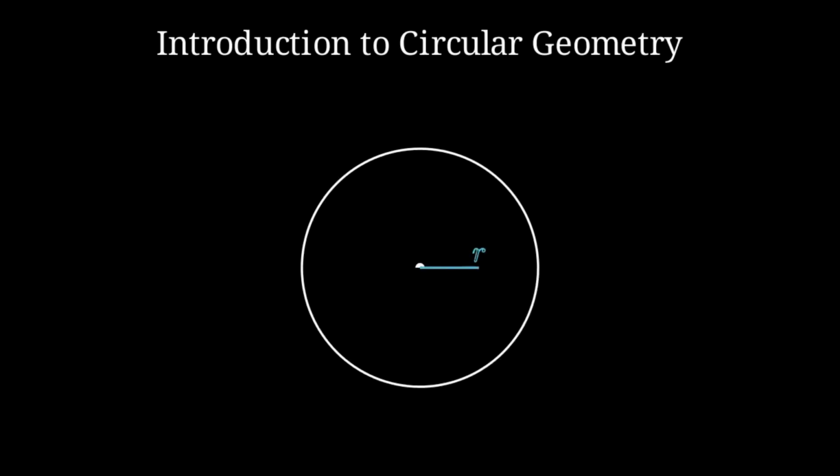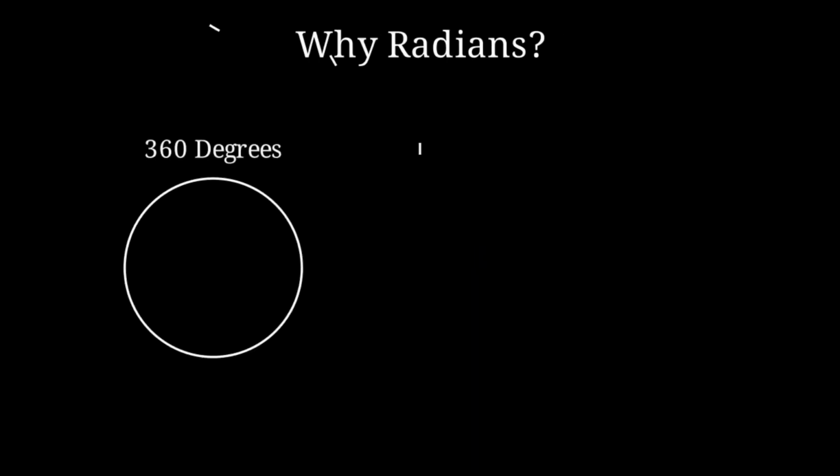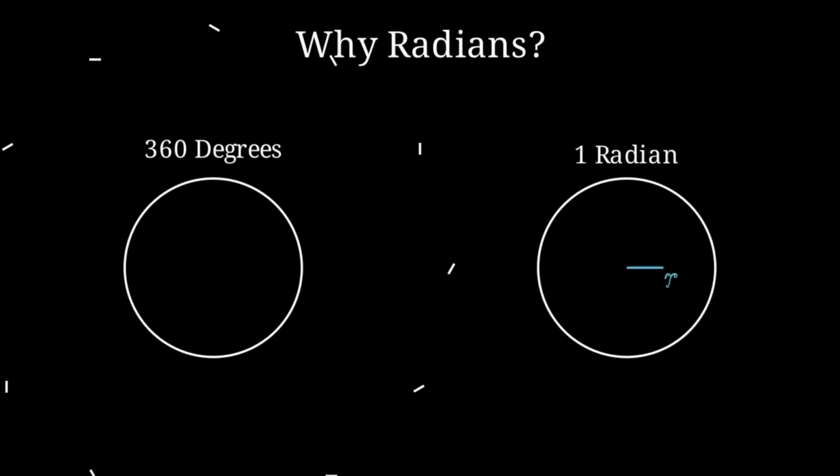From the wheels on a car to the orbits of planets, circular geometry is essential for understanding motion and area. Today, we will master how to calculate sector areas using the most natural unit of measurement, the radian. While degrees are familiar, radians simplify our calculations.